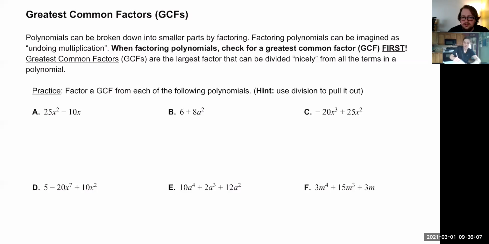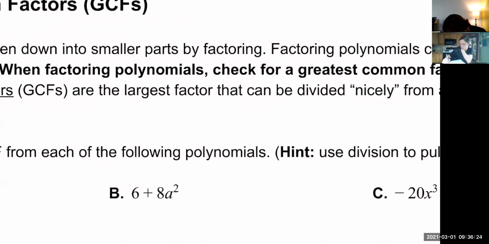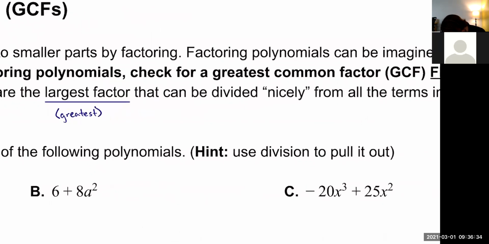But the greatest common factor is the largest factor, hence the word greatest, that can be divided nicely, which is the word factor, from all the terms, which is where the word common comes in, from our polynomial. So if I were to break down this statement, largest factor, that's where the word greatest comes from, can be divided nicely, is how we describe the word factor.